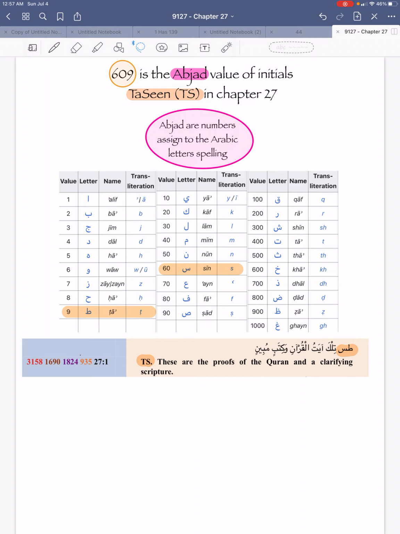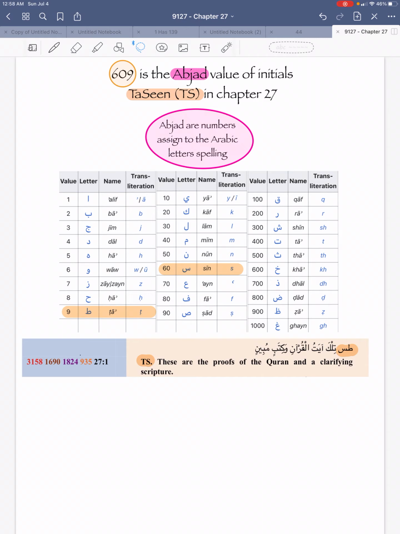As we can see, the Arabic is written from right to left. Therefore, Ta, having a value of 9, is written first. So if we write 9 first, and then Sin has a value of 60, written after Ta, which is 9, you get 609.